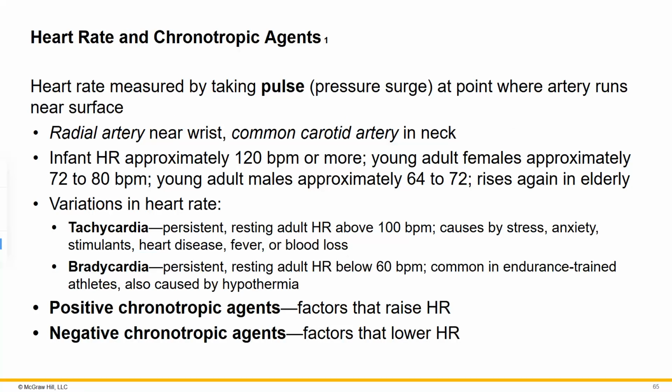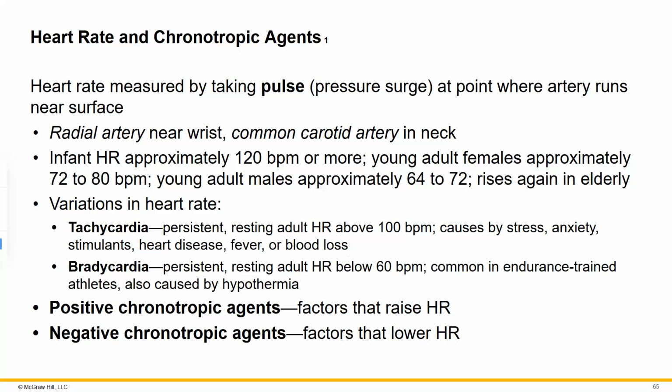Heart rate is measured by taking a pulse, a pressure surge, at a point where the artery runs near the surface. The radial artery near the wrist is the common one to use. We can also use the common carotid artery in the neck. Infant heart rate is approximately 120 beats per minute. Young adult females 72 to 80, young adult males 64 to 72, rises again in the elderly.